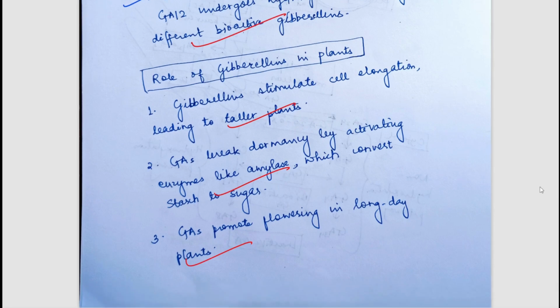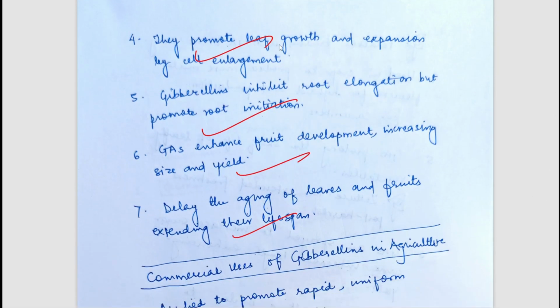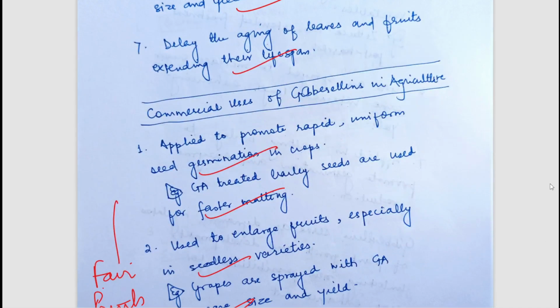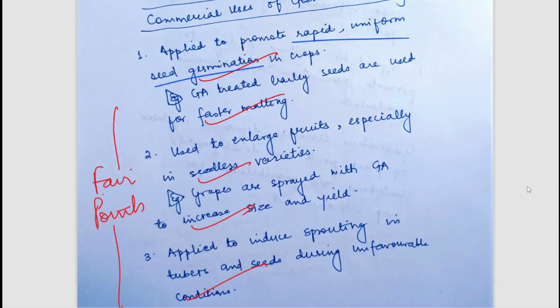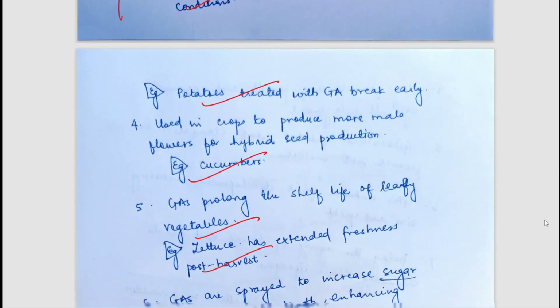Try to write something about it that enhances your answer. Now, what are the roles of gibberellins? It has a role in cell elongation. It helps in breaking dormancy. It promotes flowering, it promotes leaf growth, it inhibits root elongation. So I think you all know it. As a serious agriculture student, you should be knowing it. Now, what are the commercial uses of gibberellins? They help in rapid and uniform seed germination in crops, and are used for enlarged fruits. Also applied in induced spotting. So these are also some of the commercial applications.